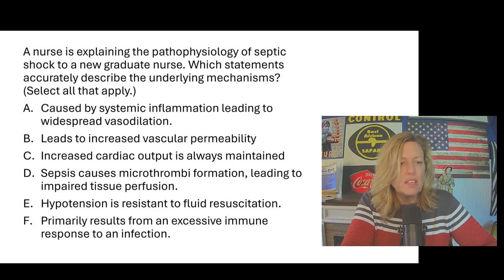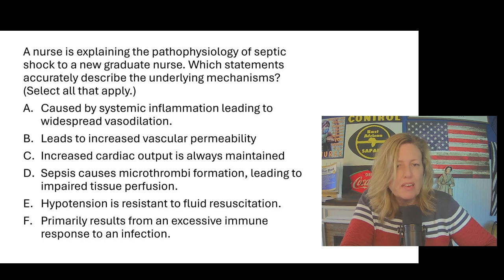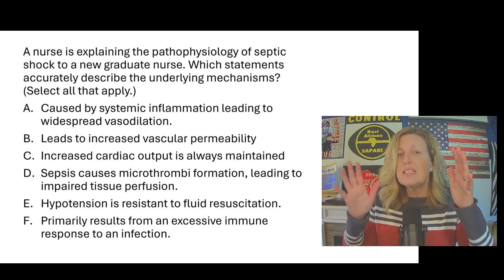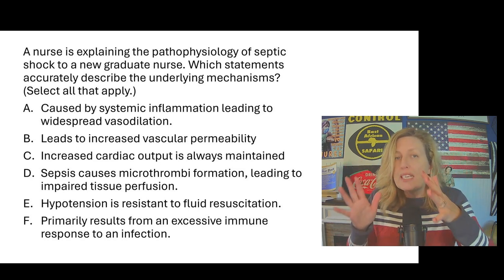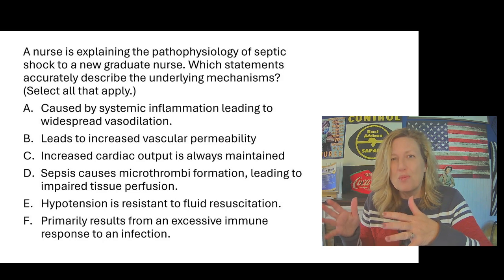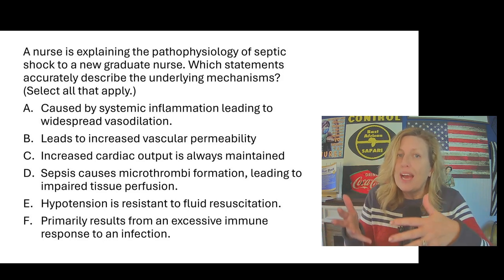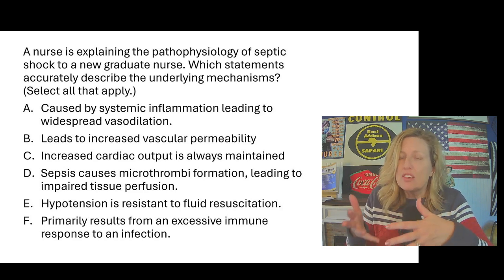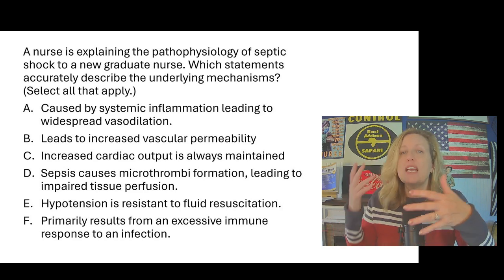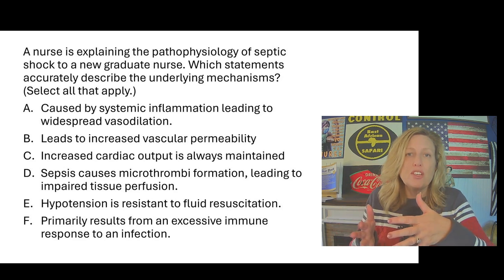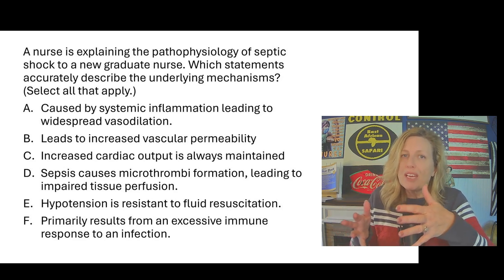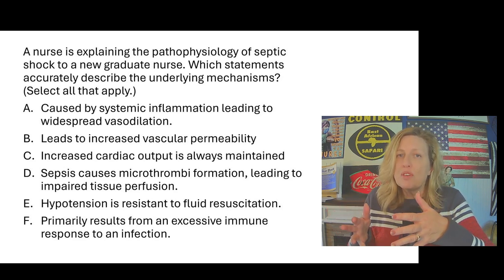Okay, so we need to try to describe what septic shock is. So we read through them all. I don't know if any of them jumped out at you, so let's read them again. Septic shock is caused by systemic inflammation leading to widespread vasodilation. That's actually true. It is an infection, but this widespread infection leads to widespread inflammation. And somehow, I don't know if they even completely understand why the body responds to this widespread inflammation. Because you got to understand, when there's inflammation somewhere, I'm not just talking about swelling, I'm talking about inflammation. It's an immune response, right?